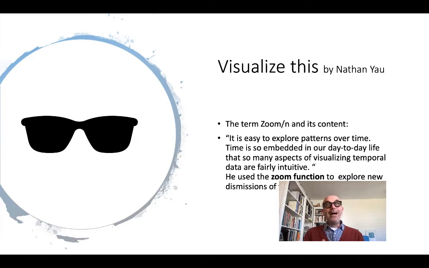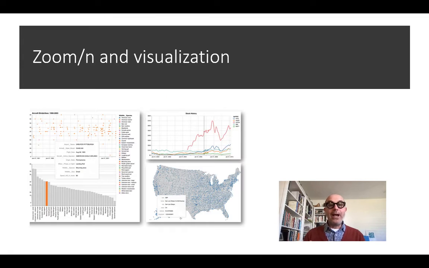Time is embedded in our daily life, and so many aspects of visualizing data are fairly intuitive. So he used the term zoom function to explore a new dimension of the data. What does it mean? Let's look closely at the three charts that we have here. We have the big picture on the left, and it consists of a lot of data. But the zoom application allows us to zoom in to look at a specific data set instead of looking at the entire data set.